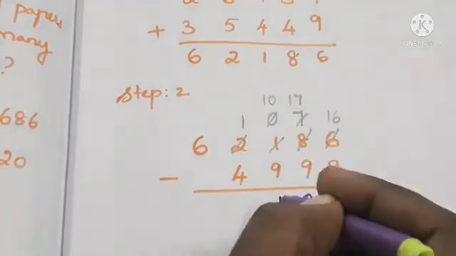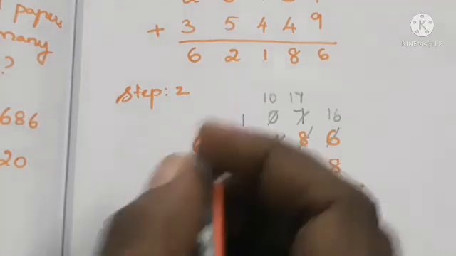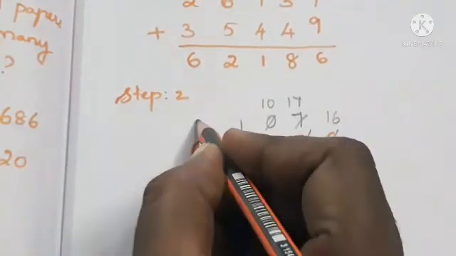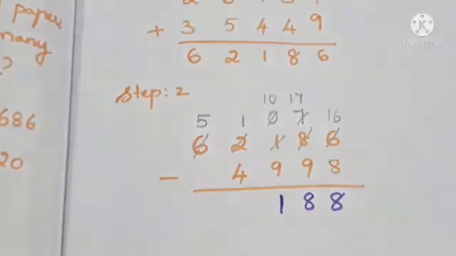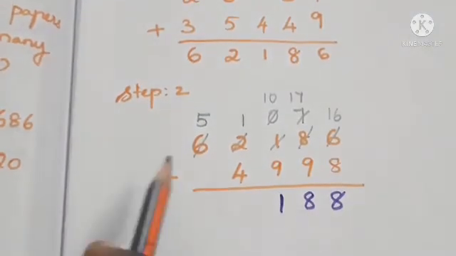So 1 minus 4 is not possible, no? So we have to borrow a number from the next one. If you take a number from 6, the 6 will change to the number before it, which is 5. Okay, so 6 will change to 5.